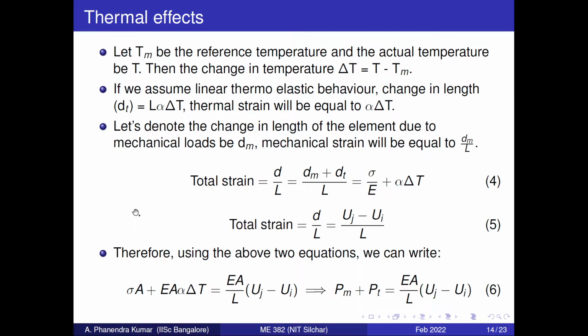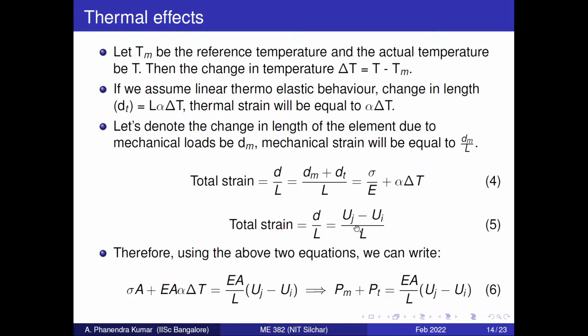The total change in length because of these two effects will be Uj minus Ui, right? It will be displaced in this direction only, in the axial direction. If we have an axial member, which is also a straight member, the strain from the displacement will be Uj minus Ui by L. This is the displacement and this is the actual length. So the total strain in terms of displacements is Uj minus Ui by L. Let us equate these two equations. From that we will get sigma by E plus alpha delta T equal to Uj minus Ui by L.